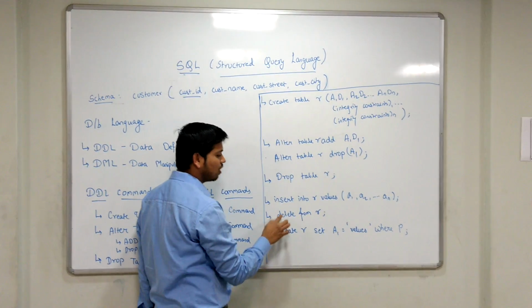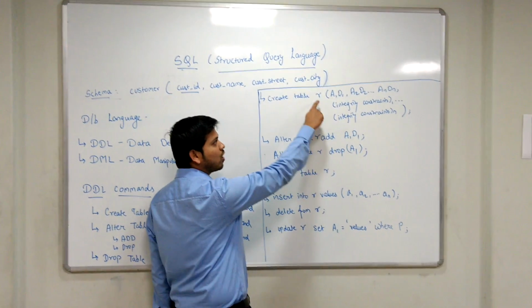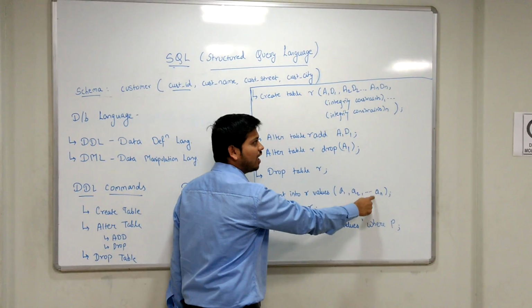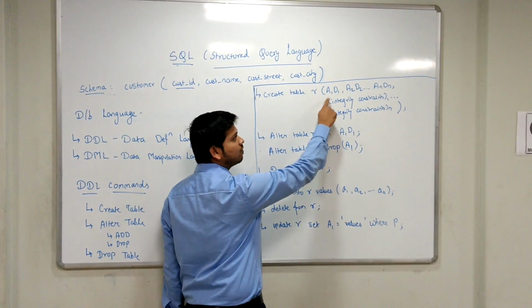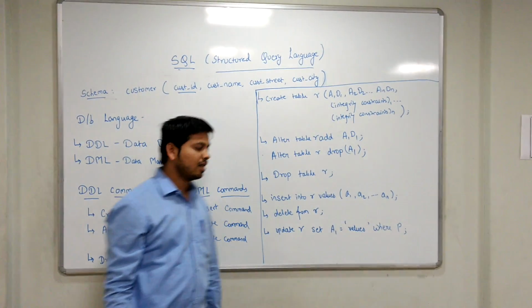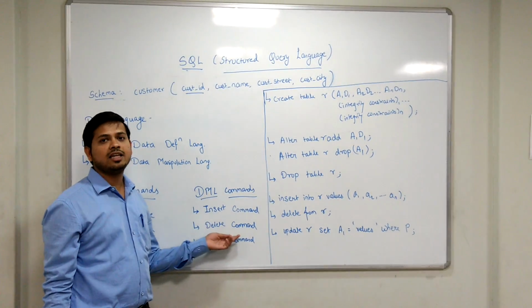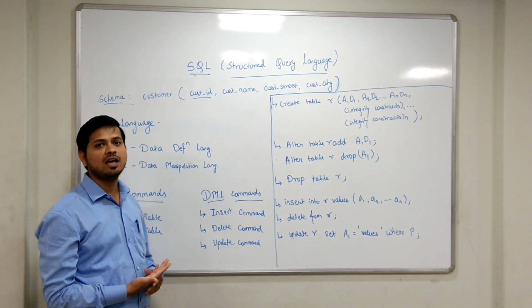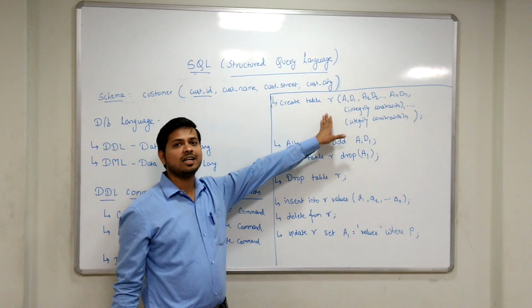And the syntax is what? Insert into R, it means you have to give the relation name, then values A1, A2 up to An. You have to provide the values of the attributes A1, A2 up to An. Then the second is the delete command. By using this command, we delete an entry which is present in the relation R.